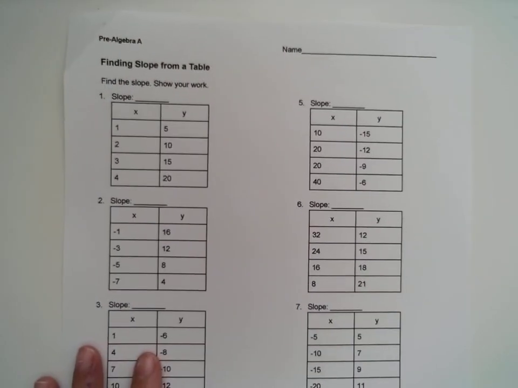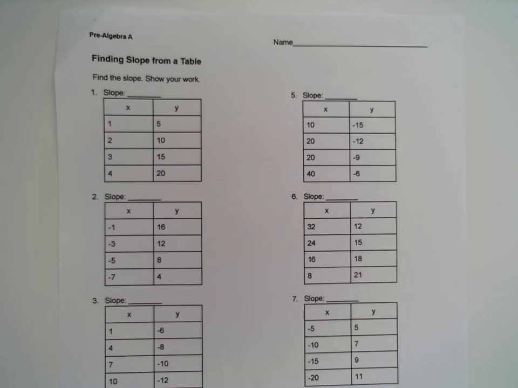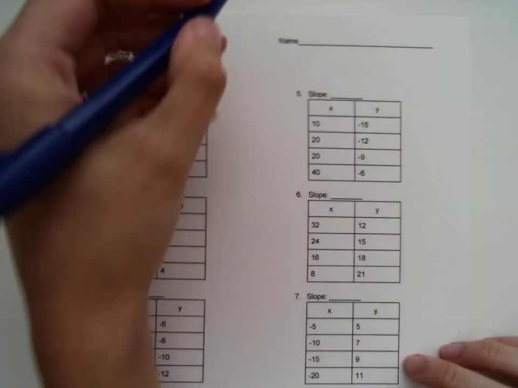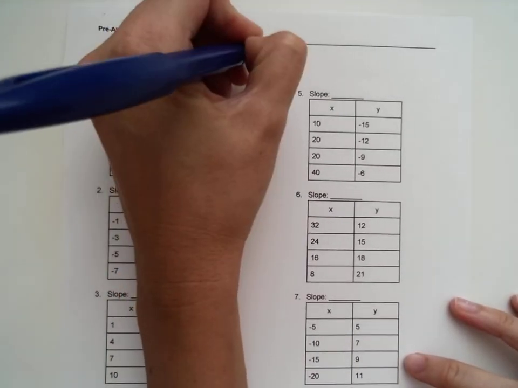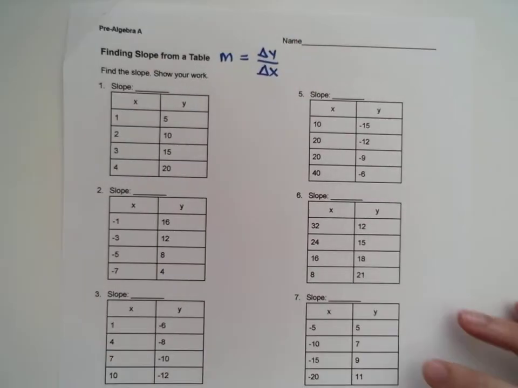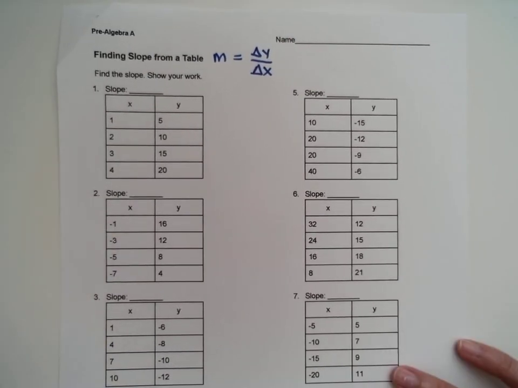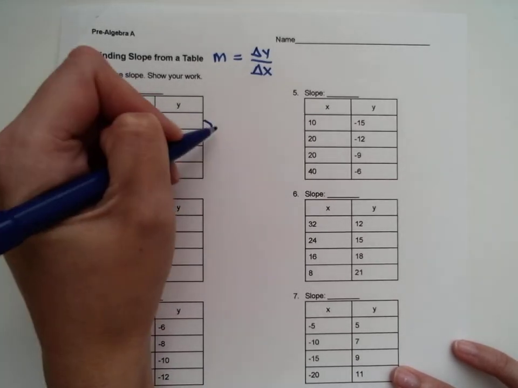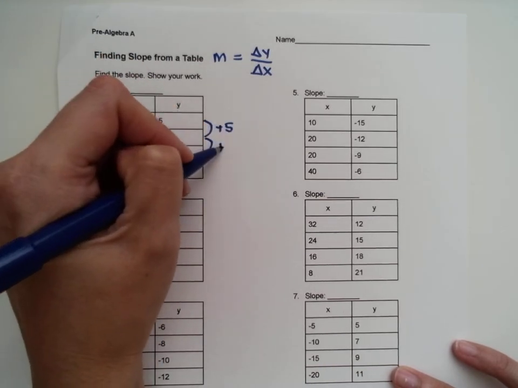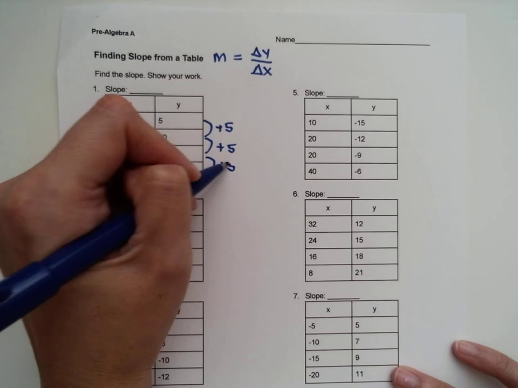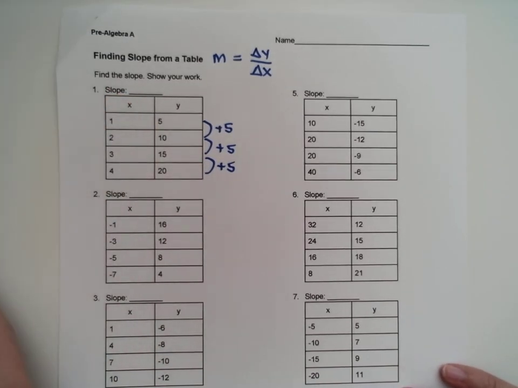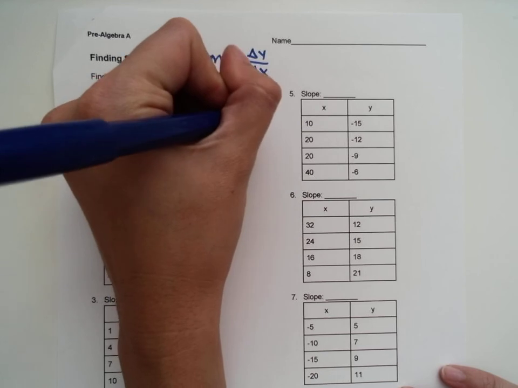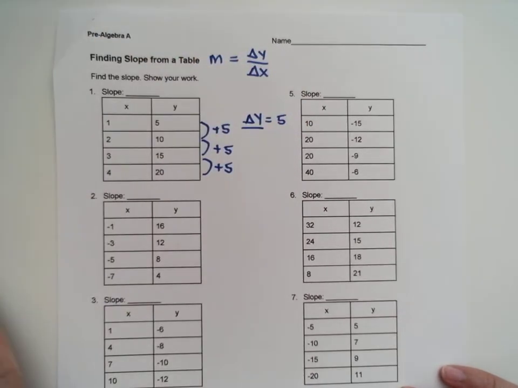Let's look at your finding slope from a table assignment. So number 1, we need to find the slope and we have to show our work. So I want to see your change in y's over your change in x. So m equals the change in y over the change in x. So the change in y, 5 plus 5 is 10, 10 plus 5 is 15, 15 plus 5 is 20. So change in y is 5.